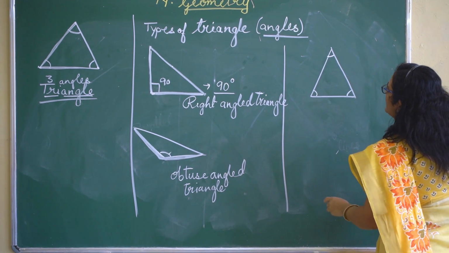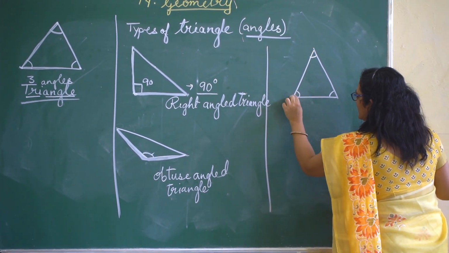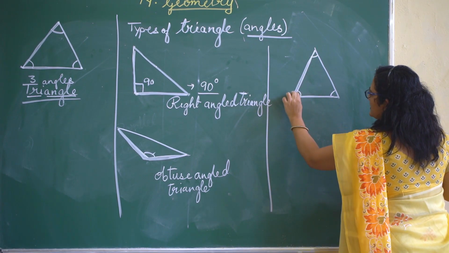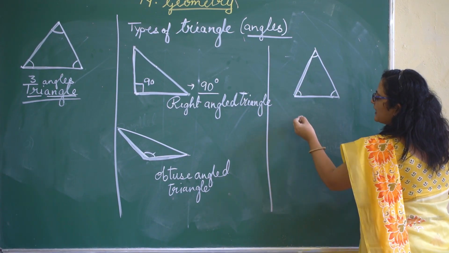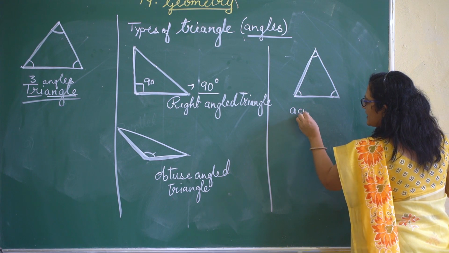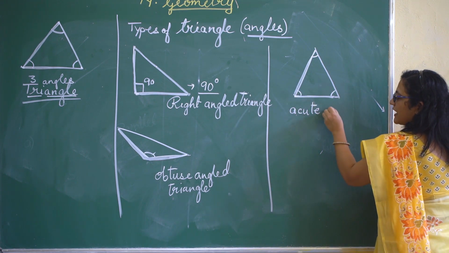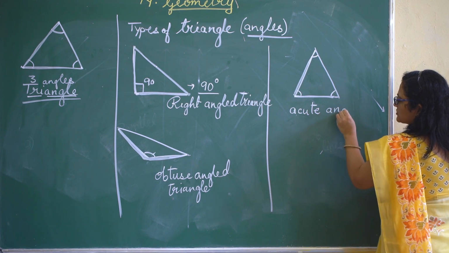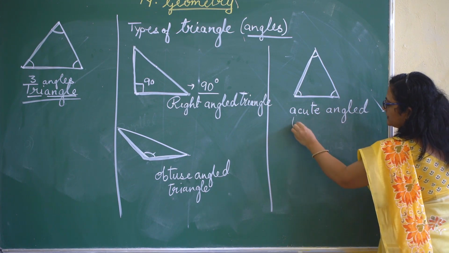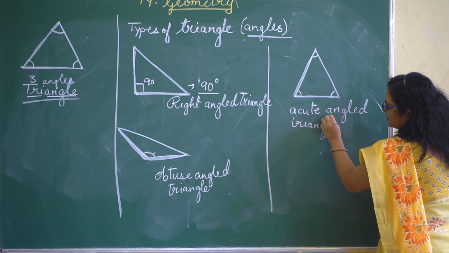Now what type of angle is it making? It is making less than 90 degrees. Yes or no? This is less than 90 degrees. So less than 90 degrees is called which angle? Acute angle. So a triangle in which the angles are acute is called an acute angle triangle.